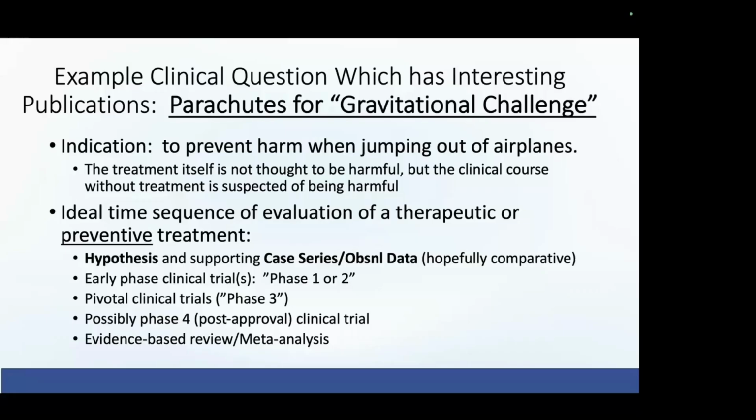The ideal time sequence of evaluation of a therapeutic or preventive treatment like this would be to have a hypothesis and then some supporting initial data, and then early phase trials, pivotal trials such as the FDA or EMEA might use to approve a treatment, and then possibly post-approval trials and evidence-based reviews and meta-analyses. So I wanted to see if I could find any preliminary data about the presumed benefits and possible safety of parachutes for gravitational challenge.